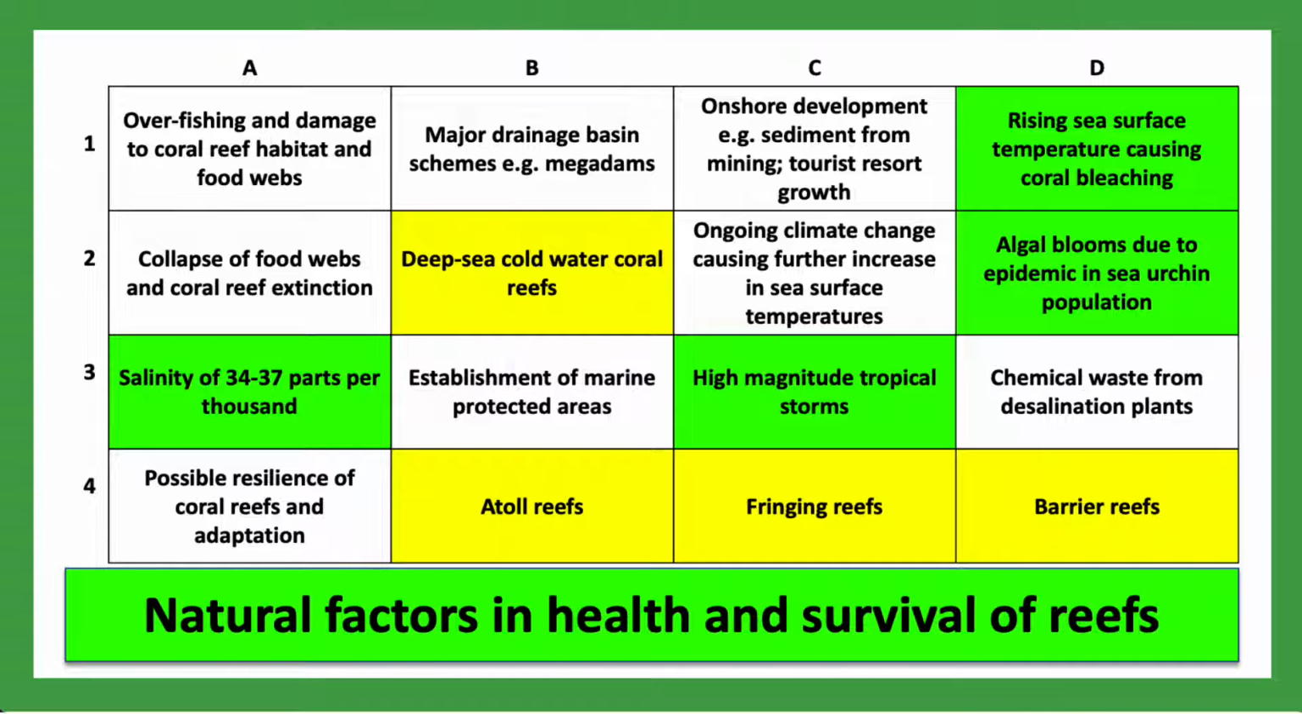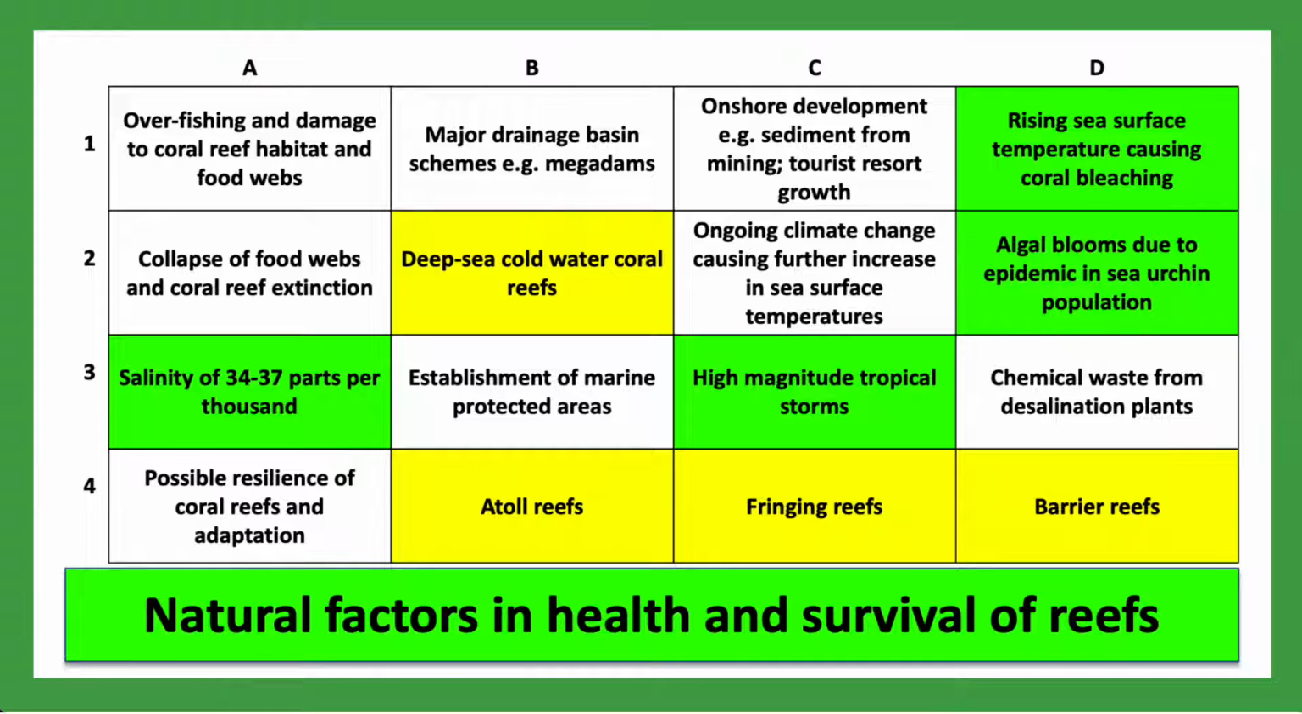So the next group is natural factors in health and survival of reefs. We've got these 4 grouped together for that one. Well done to those of you that got that one correct. So 3A, 3C, 2D, and 1D. So maybe the last 2 might become a bit clearer to you now we've got 2 of the groups out of the way. So just give you a further minute.